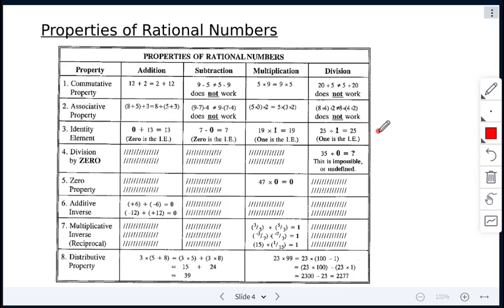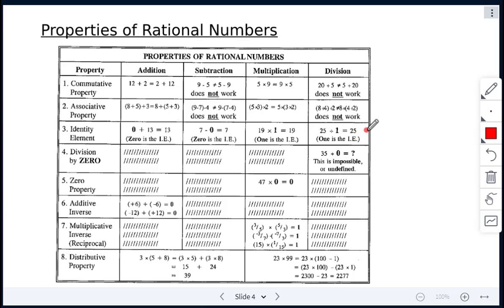Next is identity element. So here, if 0 is the identity element, 0 plus 13 is equal to 13. Subtraction, when you subtract by 0, so 7 minus 0 in this case, your answer is 7. When we multiply, anytime you multiply by 1, your answer is, in this example, if it was 19 times 1, your answer is 19. If it was 10 times 1, your answer is 10, and so on.